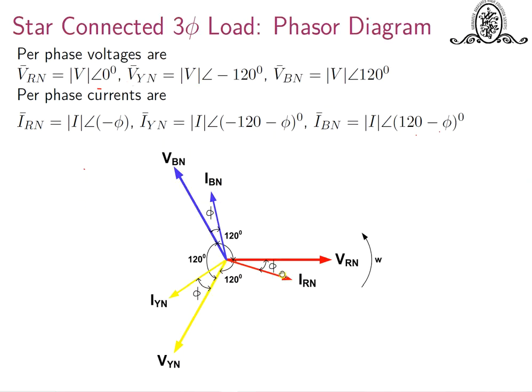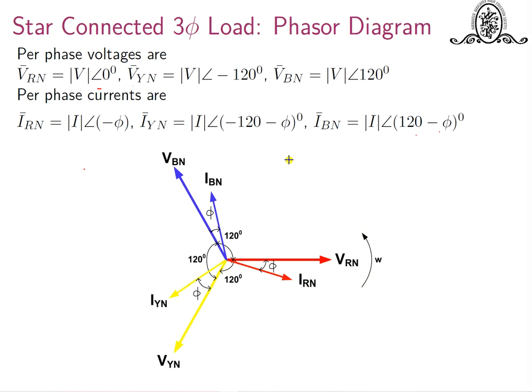Coming back to the video, so this is the VRN phasor. IRN is lagging by 5 degrees, VYN is lagging the VRN by 120 degrees, VBN is also lagging the VYN by 120, that is, leading the VRN by 120, and each phase current maintains the lagging relationship. Lagging means opposite to the direction of rotation. So this is the direction of rotation. IRN is lagging this VRN, IYN is lagging the VYN, and IBN is lagging the VBN.